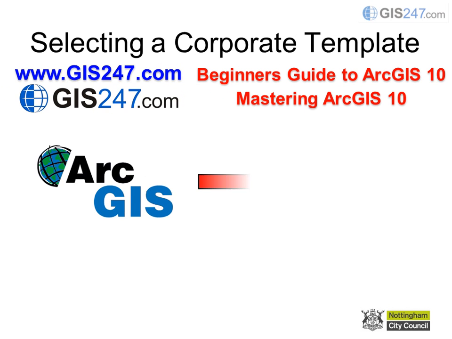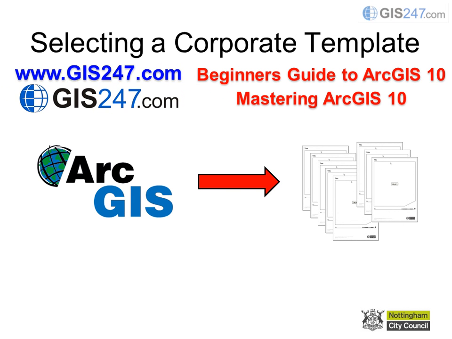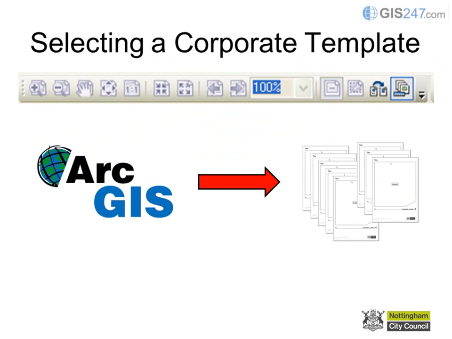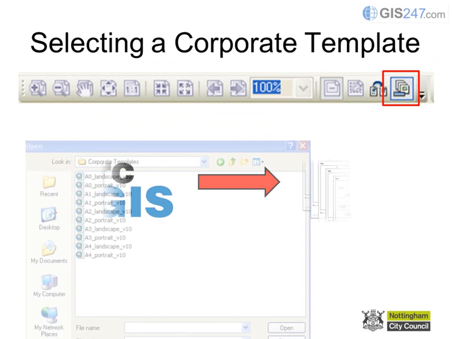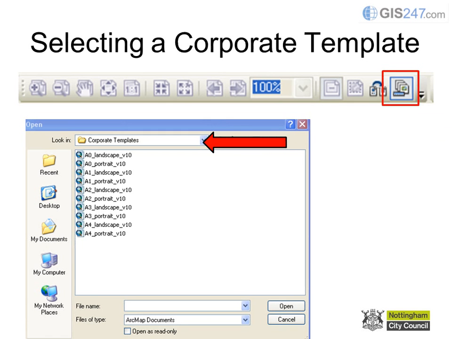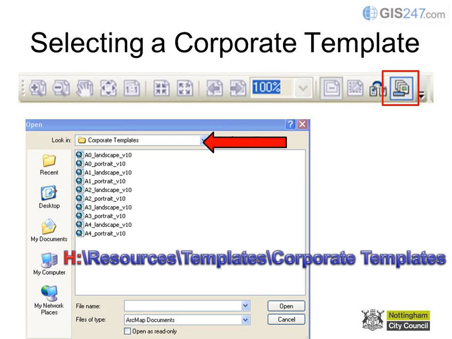The corporate map templates for Nottingham City Council are easily accessed from inside the ArcGIS or ArcMap software. Maps are created using the special layout toolbar that is available. To use a map template, simply on the layout toolbar inside ArcGIS, use the Change Layout tool. Clicking on this tool will open up a new window, and when you browse for templates in ArcMap, by default you will be directed to our corporate set of templates which are available on H. Select the appropriate size and either landscape or portrait.